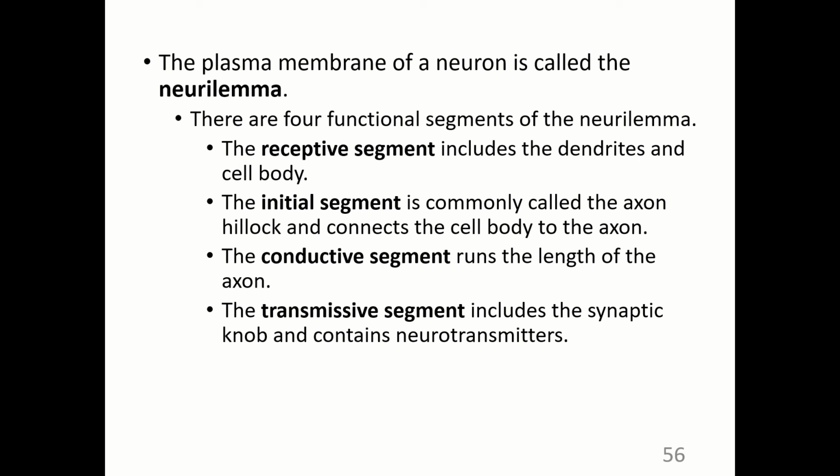So we're now going to look at each segment of the neurolemma or plasma membrane of the neuron: receptive segment, initial segment, conductive segment, and transmissive segment. This will take us through the rest of our chapter, because as we get to the transmissive segment, then we'll talk about some neurotransmitters.